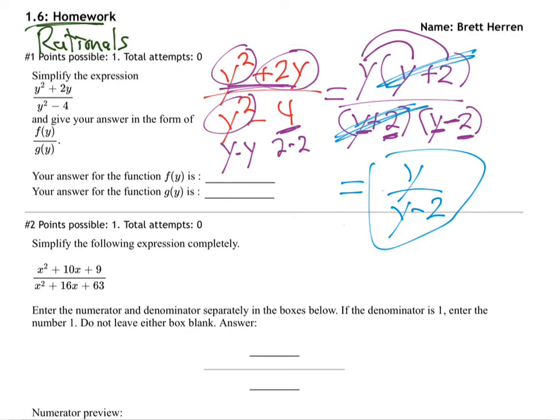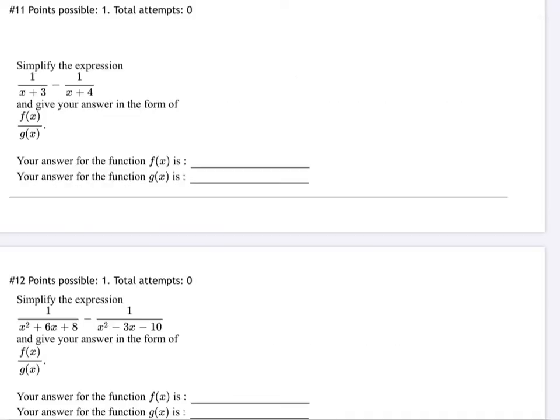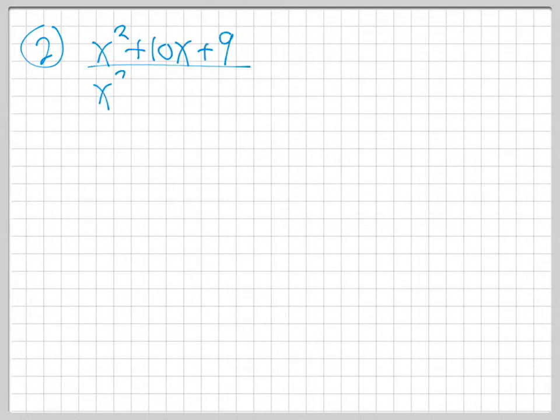All right, so let's try x squared plus 10x plus 9. Those are fun. Okay, so number 2 here. Go here where I can write it a little bigger for you. So number 2. So x squared plus 10x plus 9. And what was the bottom? Plus 16x plus 63. All right, thank you.